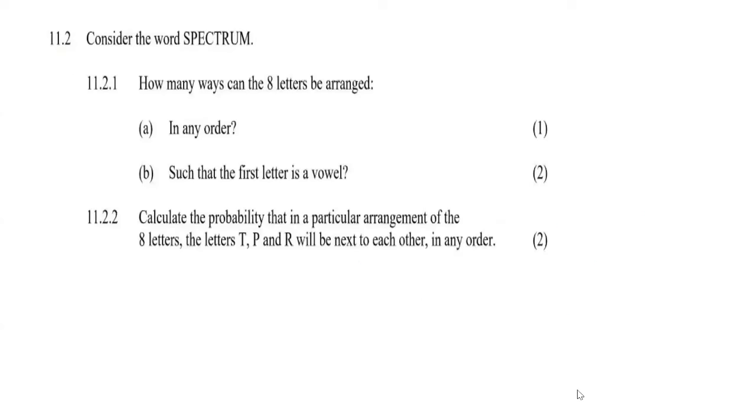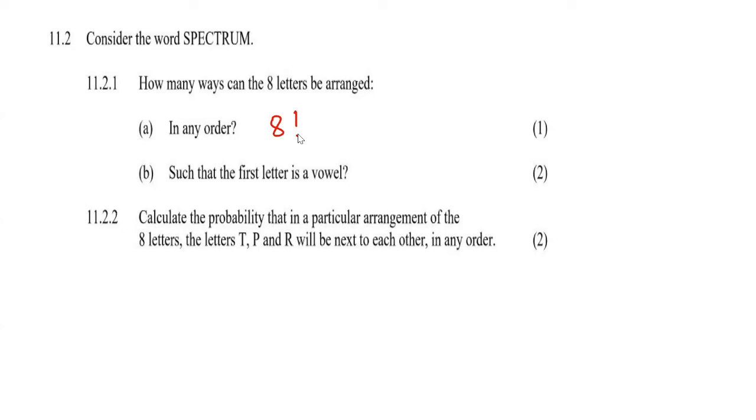Okay. 11.2 says consider the word spectrum. In how many ways can the 8 letters be arranged? So if we are just arranging them in any order, then that means in how many different ways can we arrange that? Obviously, this is assuming that there are no repetition of letters, because this is just arrangements, right? Remember, we are not trying to form other words using the letters for spectrum. We are just arranging them. So we can arrange them in 8 factorial ways, because spectrum is an 8-letter word.